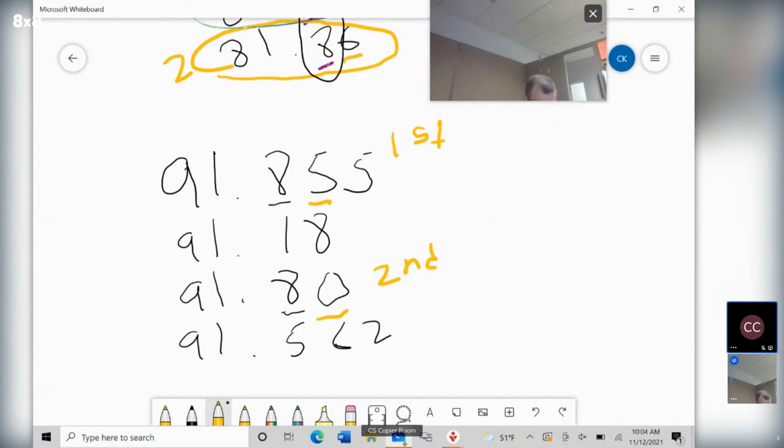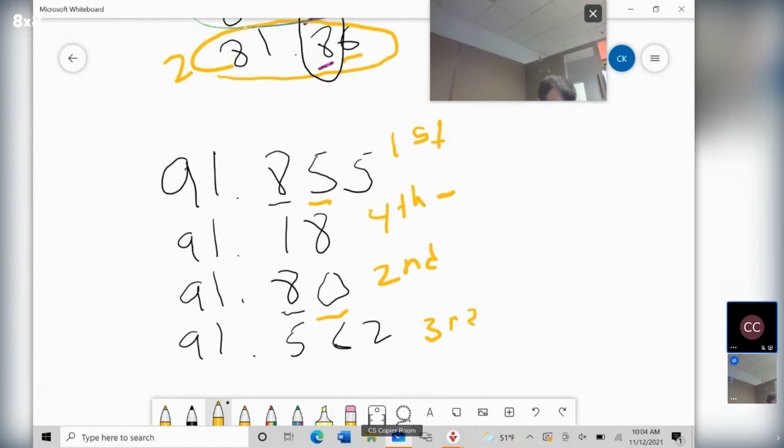Now we are left with the 1 and the 5. And we know 5 is bigger than 1. So this is going to be the third, and this would be the fourth. I think on the sheet it asks you from smallest to largest. So in that case, this one would be first.